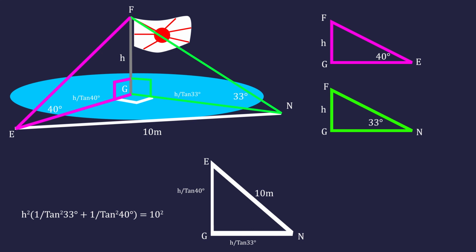And rearranging for h, we get h squared is equal to 10 squared divided by, in brackets, 1 over tan squared of 33 degrees plus 1 over tan squared of 40 degrees. And then we can just square root to get h equals 10 divided by the square root of 1 over tan squared of 33 degrees plus 1 over the tan squared of 40 degrees.